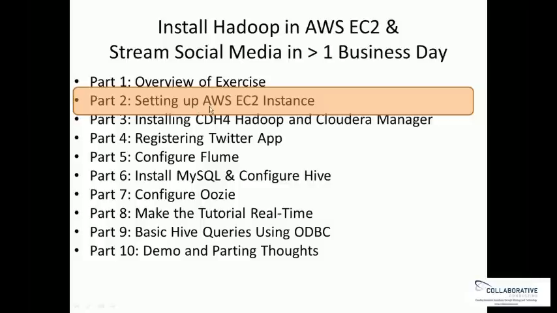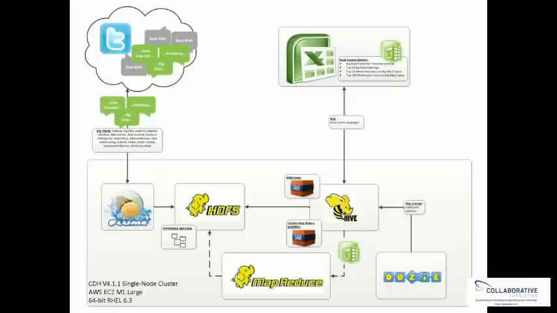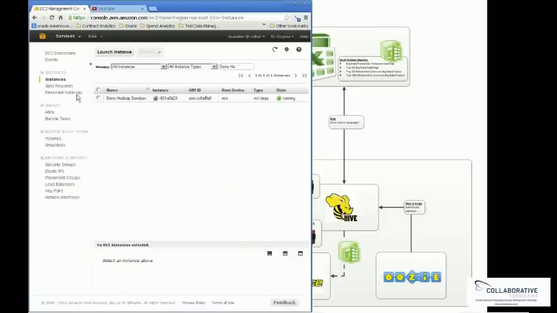So what we'll be showing today is essentially how to set up this right here, that little box: a single node cluster. My environment's M1 large, those are the sizes of the instances in the Amazon cloud, and it's Red Hat Enterprise Linux 6.3 64-bit. So we are going to jump right in.